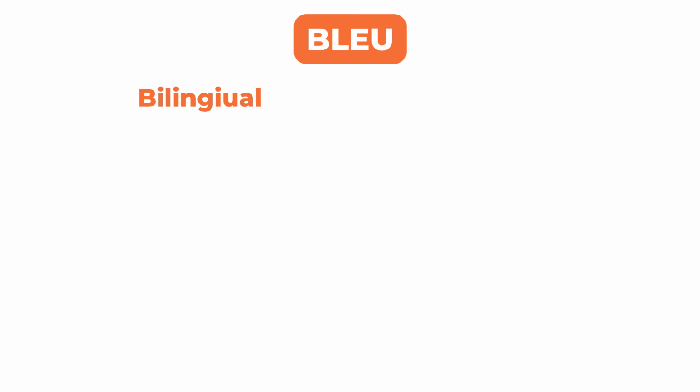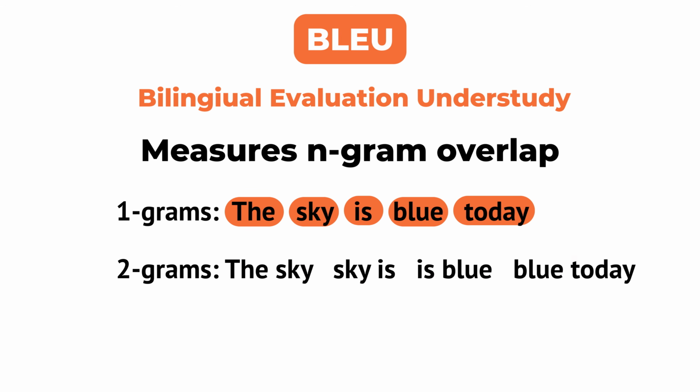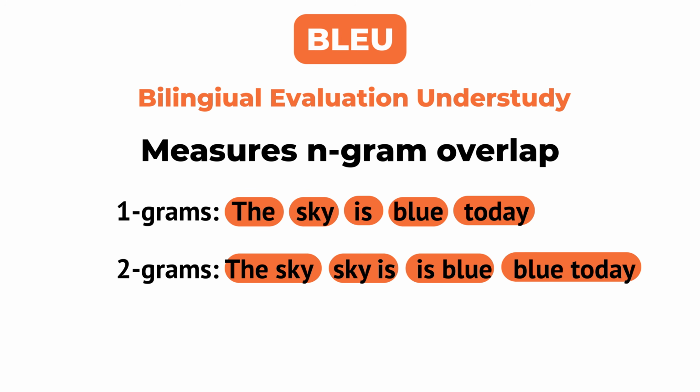BLEU, or bilingual evaluation understudy, measures how many n-grams in the generated text also appear in the reference text. A 1 gram is a single word, a 2 gram is a pair of words, and so on. BLEU checks these overlaps and produces a score between 0 and 1. A higher score means the generated sentence closely follows the reference.